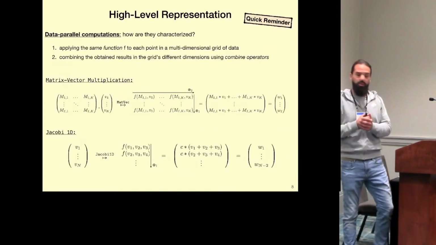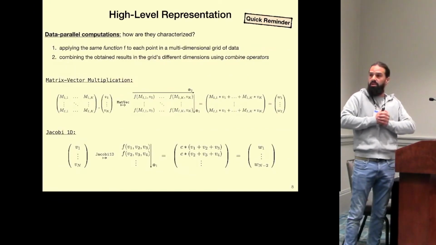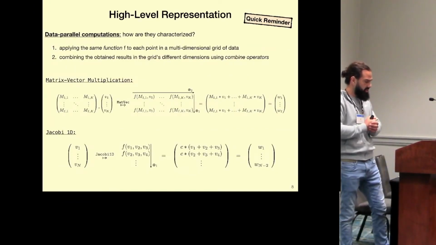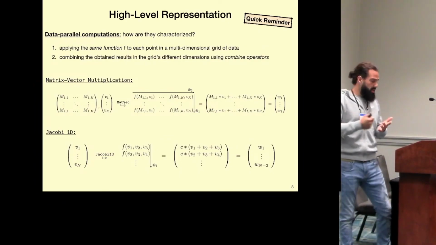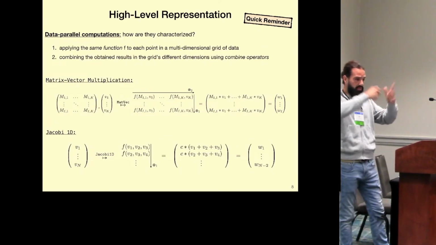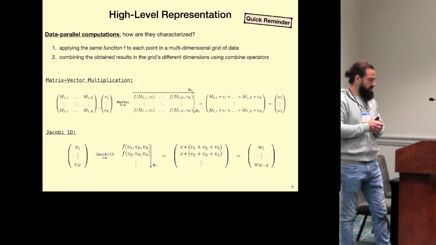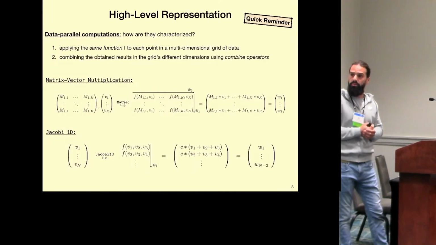Just one quick reminder: data-parallel computation, I mentioned that a lot of times, so what do we actually mean by data-parallel computation? How are they characterized? In any data-parallel computation, we apply the same function f to each point in a multidimensional grid of data, and then we combine the obtained results in the different dimensions using so-called combine operators.